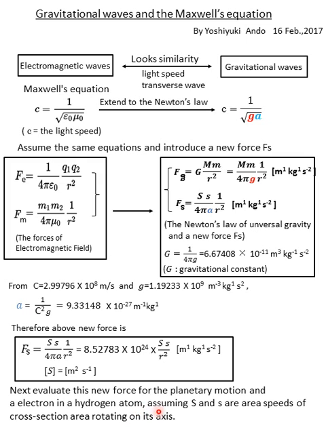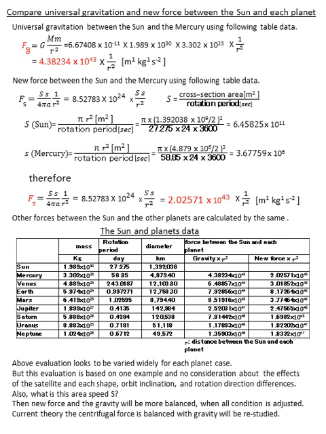hydrogen atom, assuming large S and small s are area speed of cross-section area rotating its axis. The first study case is the planetary motion. In this case, I will compare the universal gravitation and the new force between the Sun and each planet.